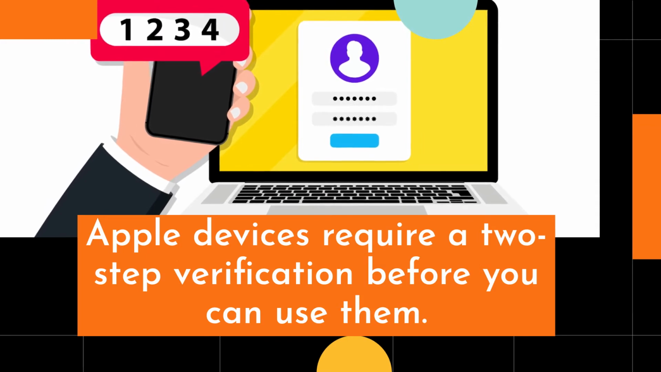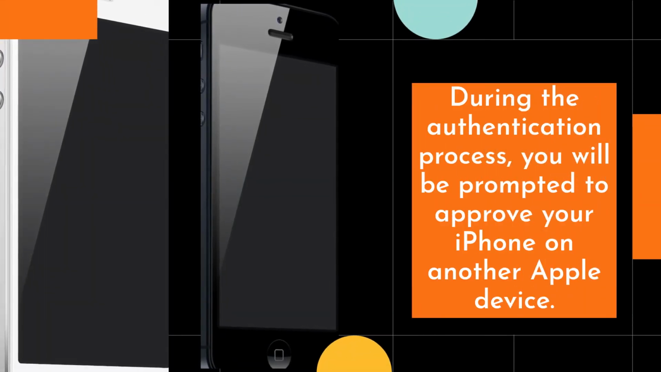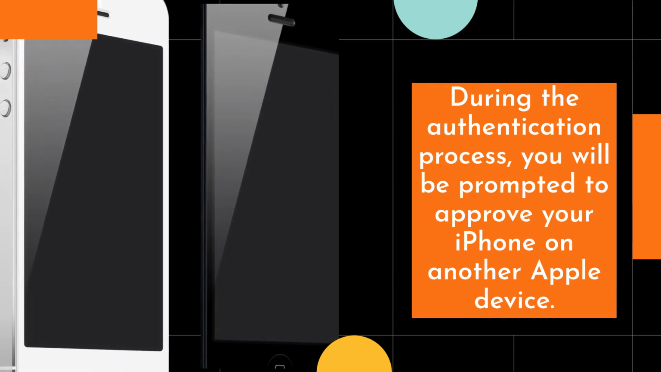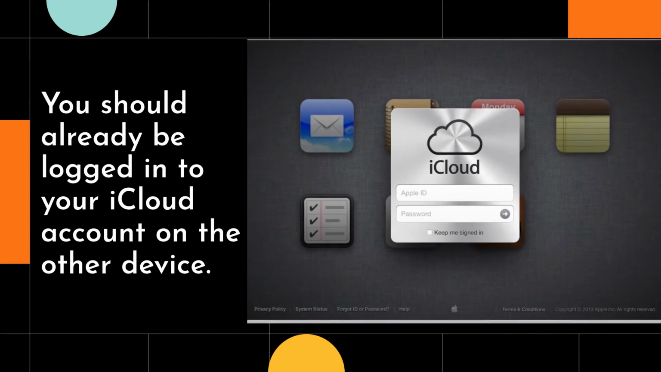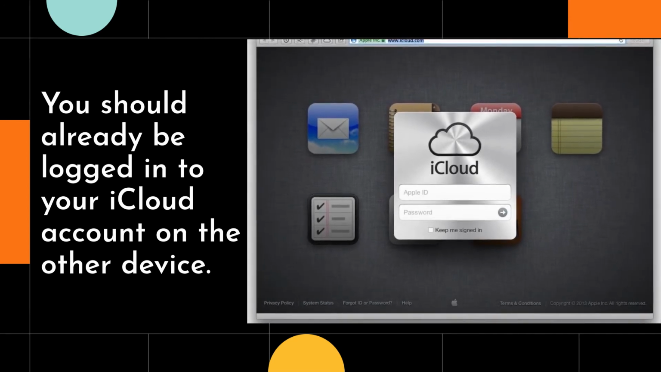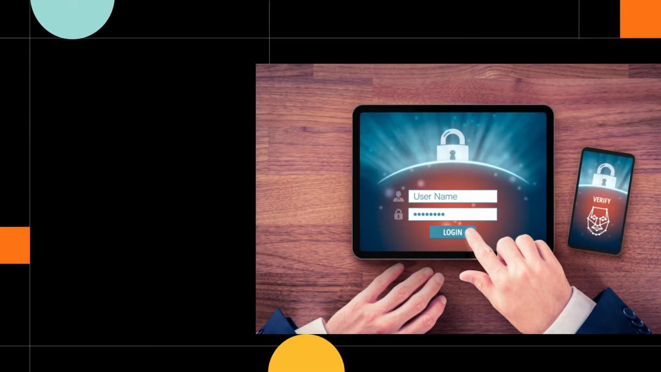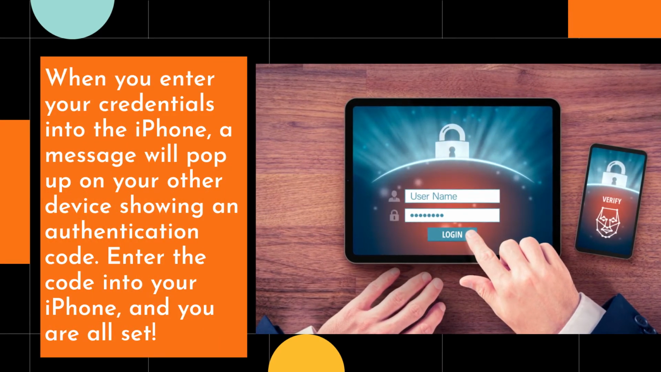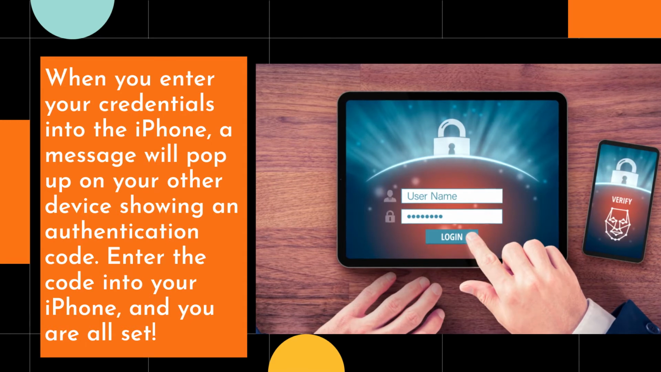Your Apple device requires a two-step verification before you can use it. Be careful during the authentication process. You will be prompted to approve your iPhone on another Apple device. For this process, you should already be logged in to your iCloud account on the other device. When you enter your credentials into your iPhone, a message will pop up on your other device showing an authentication code. You need to enter the code into your iPhone and you are all set.